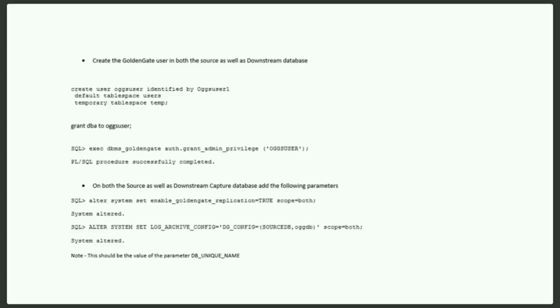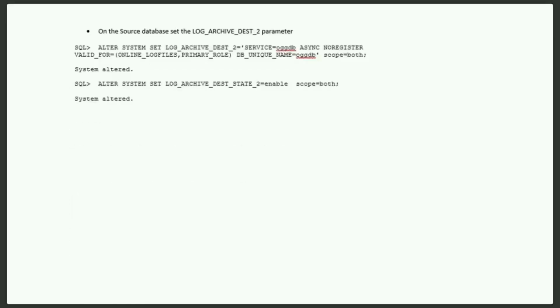Okay, so on the source as well as the downstream capture, this parameter, for those who have used DataGuard, would be quite familiar. So you need to set the log_archive_config equals dg_config, and you put in the DB unique names. So in this case, my source is called source DB, my downstream capture is called OGDB. So ensure the log_archive_config parameter is set to this value, which is the DB unique name.